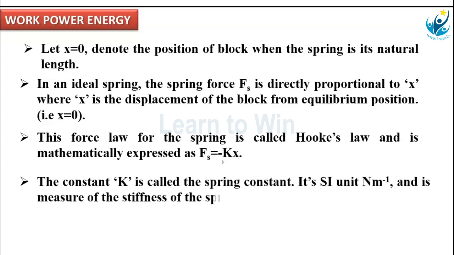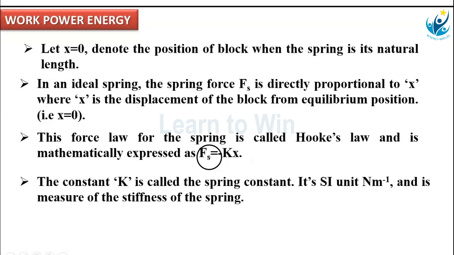The constant k is called the spring constant or stiffness constant. What is the k formula here? k equal to Fs by x. The negative sign is just an indication of direction between Fs and x. Numerically, k equal to Fs by x.